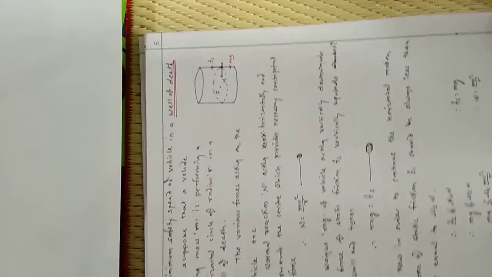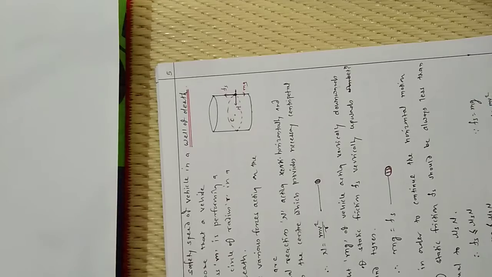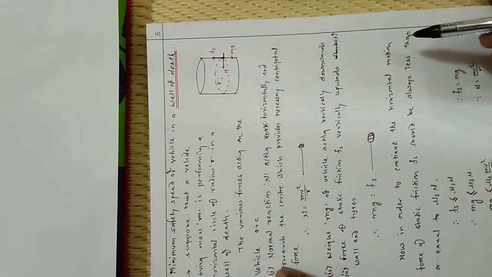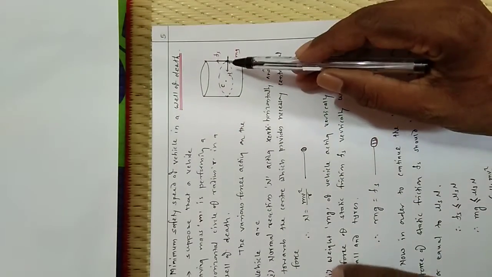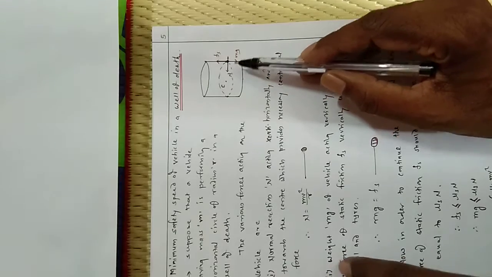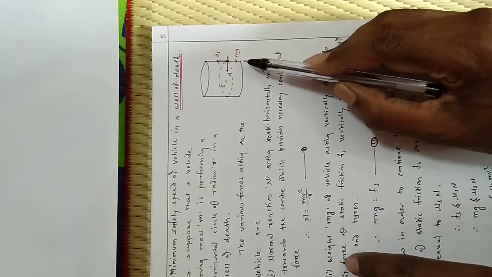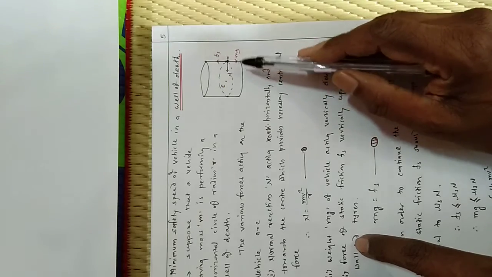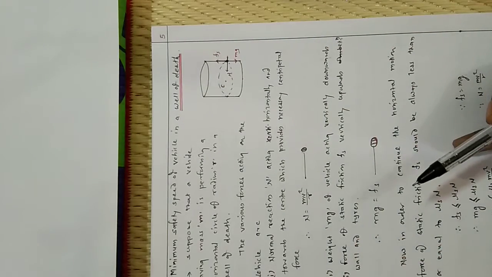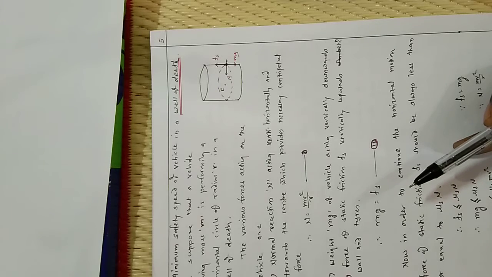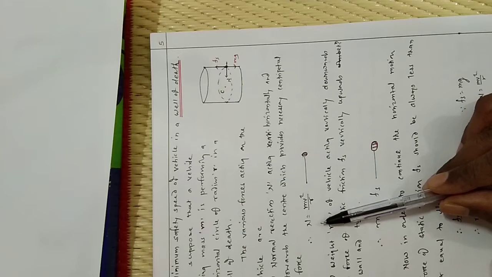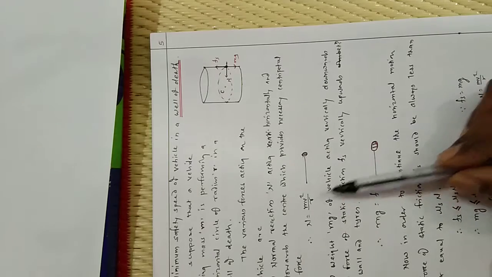Our second application of uniform circular motion is the minimum safe speed of a vehicle in a well of death. This is the well of death. In that well of death, the vehicle is moving with velocity v. Here also the various forces acting on the vehicle are its weight mg, frictional force Fs, and the normal reaction, and that normal reaction will be equal to the centripetal force. So equation number 1 becomes N is equal to mv square by r.